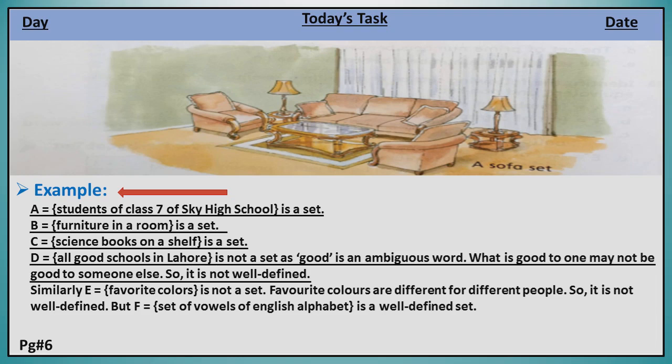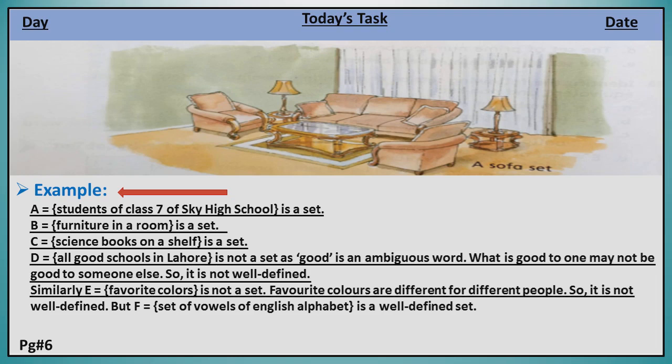As I have already informed, a well-defined set is one that has a specific property, and such a set we can easily make. So dear students, all good schools in Lahore is not a well-defined set because what is good to one may not be good to someone else.